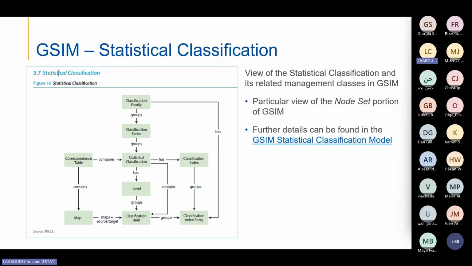And the classification items are aggregated into levels. So yes, they are grouped into levels. The NACE is grouped into sections, divisions, groups, and classes.